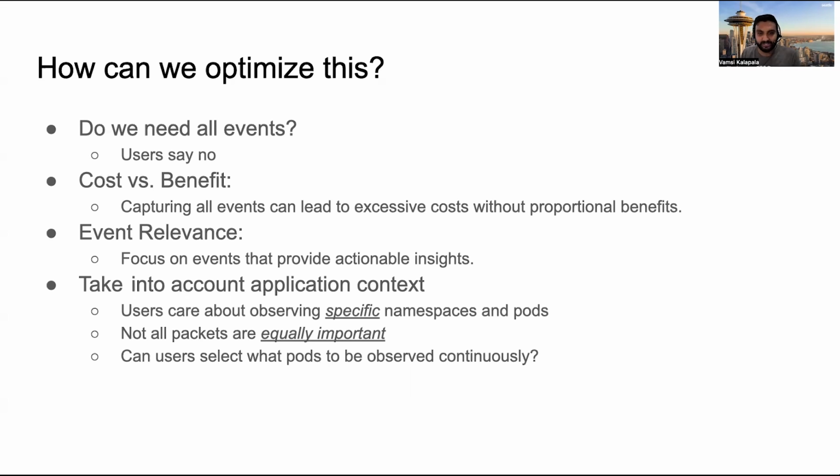Another important consideration is the application context. Users generally care about monitoring specific namespaces and pods rather than the entire cluster. Not all packets are equally important, and the key is to identify which ones are critical to the user's needs. Furthermore, it's crucial to ask, can we selectively monitor only the pods that are of interest to the users? By doing so, we can significantly reduce the volume of data we process, making our eBPF programs more efficient while still delivering the visibility required.